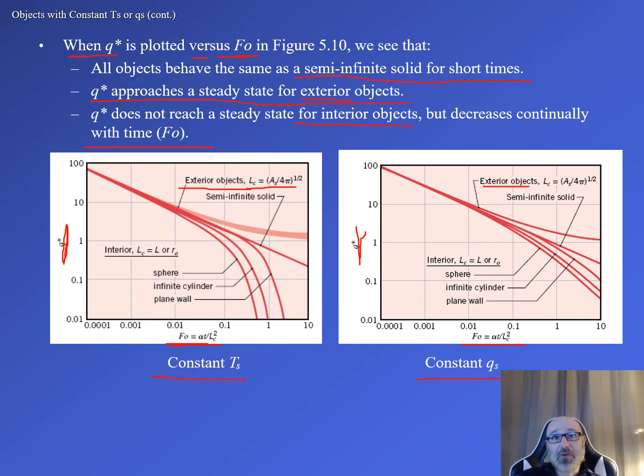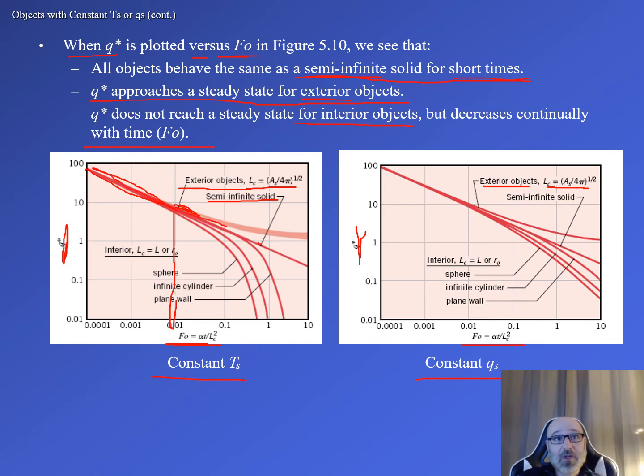So exterior objects with a relationship for L sub C right there. We can see this is the line right there. If we follow this along here, this is going to reach steady state right there for that guy. Now, when we're talking about this first point right here for short times, they all behave the same as our semi-infinite solid. We look at our semi-infinite solid right here, and this is the straight line right there. So for short time, basically up to this time right here of 0.01, these guys all pretty much behave the same in that short time duration.